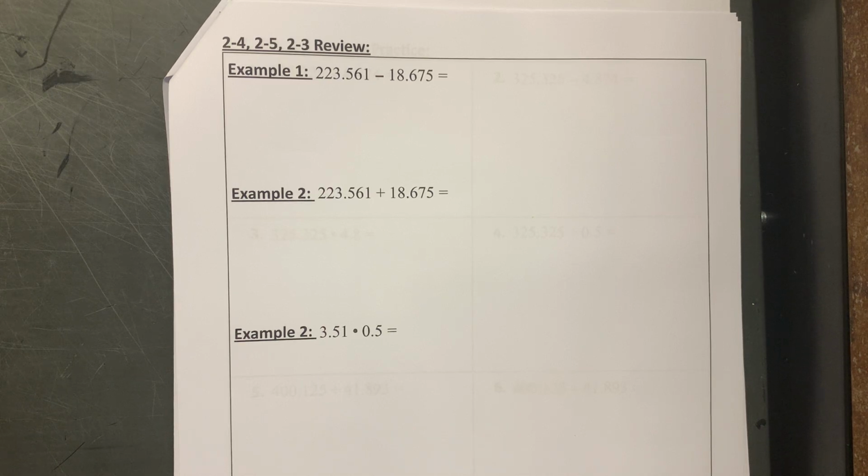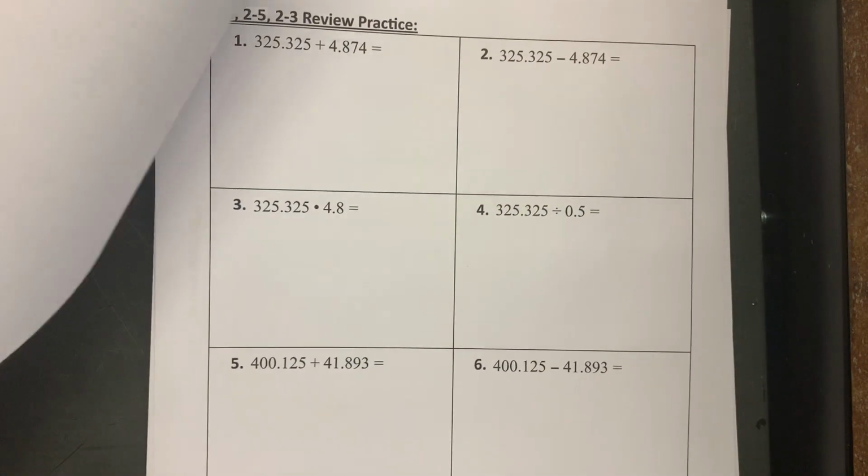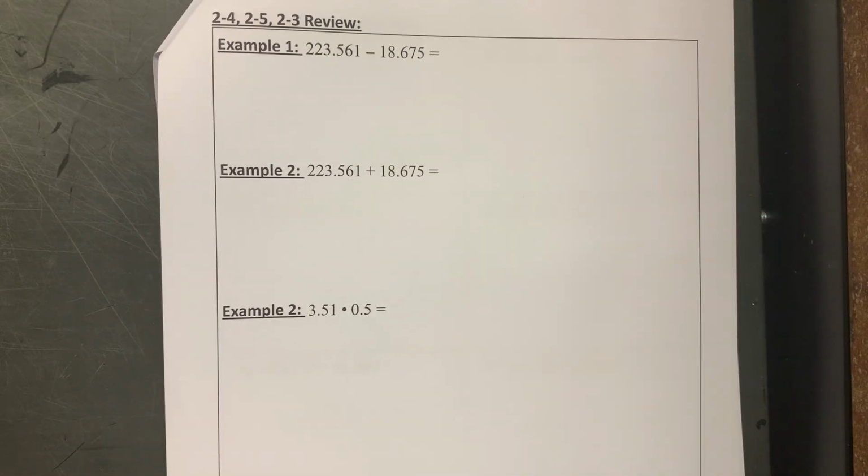Well, 7th grade math students, here are your review sections from 2.3, 2.4, and 2.5, okay? We worked with subtracting decimals, adding decimals, multiplying decimals, and then finally, last class period, we divided decimals. So we're going to go through an example of each of those right now, so that you can work through the practice problems on your own and have a quick refresher.